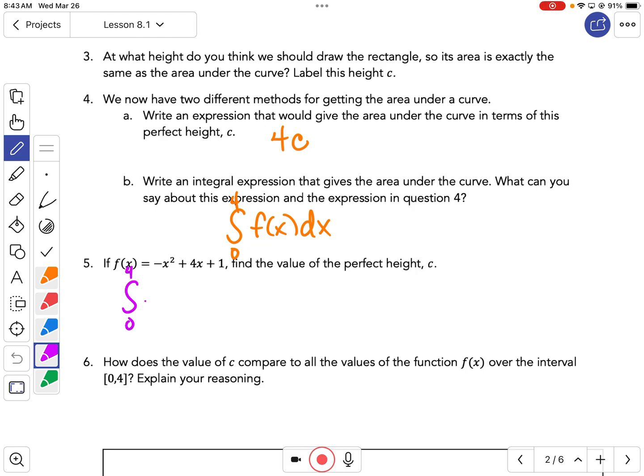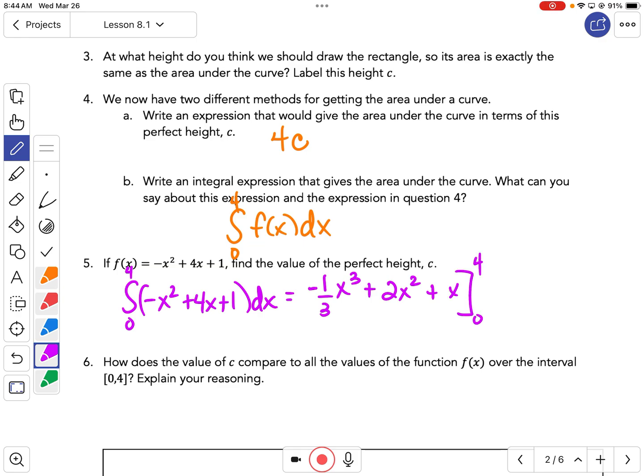Okay. So if we do that, I can do the integral from 0 to 4. Here is my f of x, negative x squared plus 4x plus 1 dx. So let's find that antiderivative. Okay. What would be my antiderivative for a negative x squared? Negative 1/3 x cubed. And my antiderivative for 4x, 2x squared. And my antiderivative for 1, x. But this time it's definite, so we're going to evaluate it from 0 to 4.